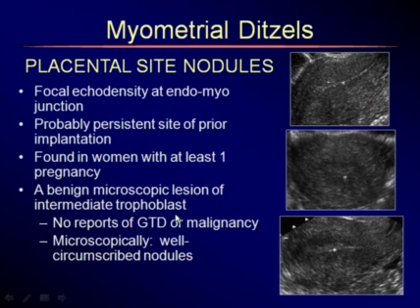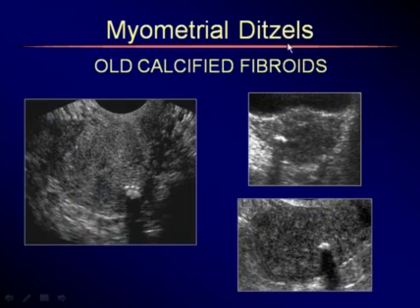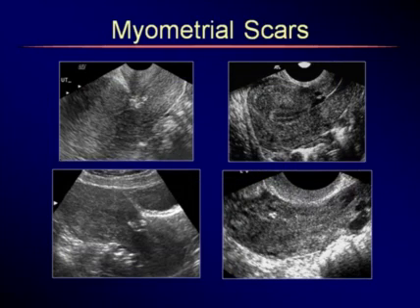There have been no reports of this degenerating. Microscopically, they are well circumscribed nodules, and that's why we call them ditzels, because it's just a little collection of things. Sometimes these little ditzels are actually small fibroids, and these three examples here are old calcified involuted fibroids, common in postmenopausal women. We can see scars.